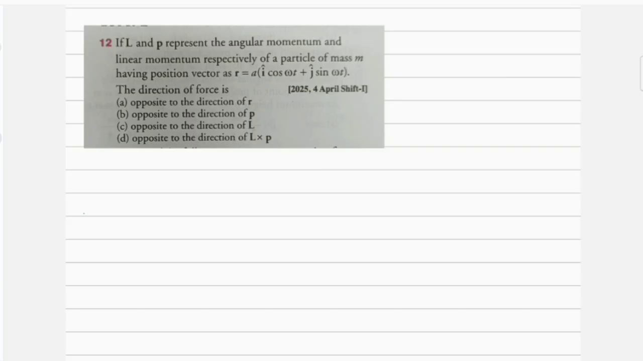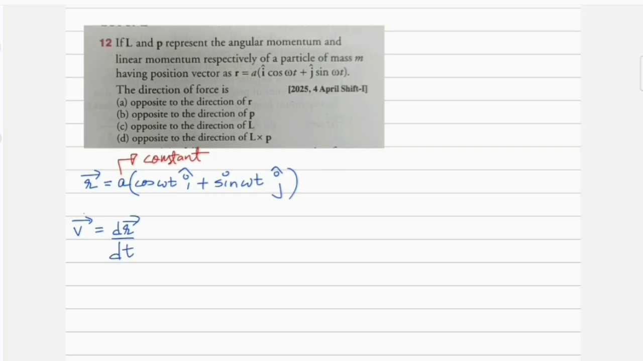Students, the given position vector looks like this. r vector equals A times cos omega t i cap plus sin omega t j cap. Mind you, over here this A is not the acceleration, this A is basically a constant. Alright. So I think using this position vector we can find out velocity. Yes, velocity v vector is given by dr vector by dt. Students, velocity will be rate of change of position with respect to time.